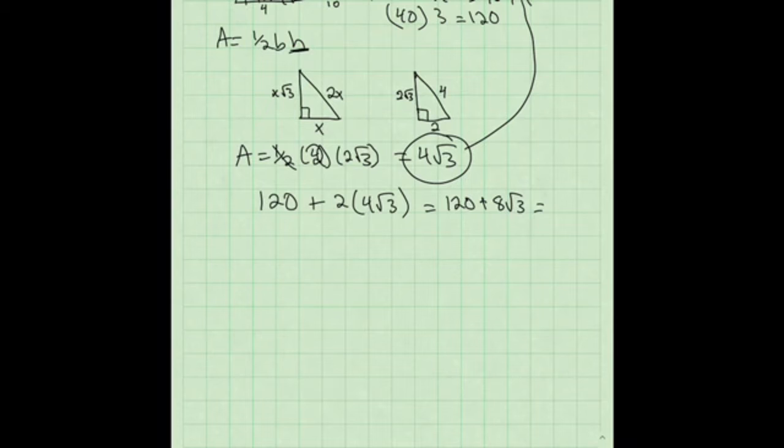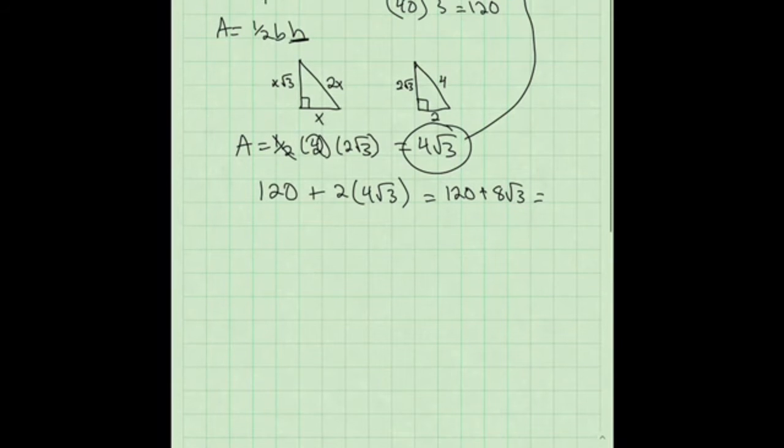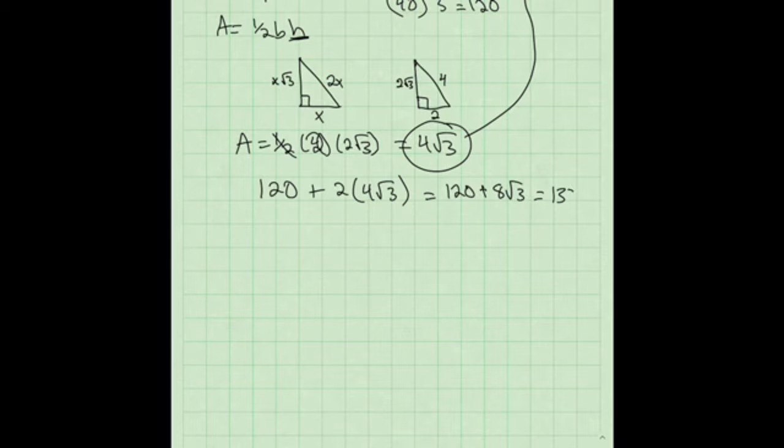And I'm sure we'll have a calculator for this. So that's 13.86 basically. So plus 120 is 133.86 approximately.